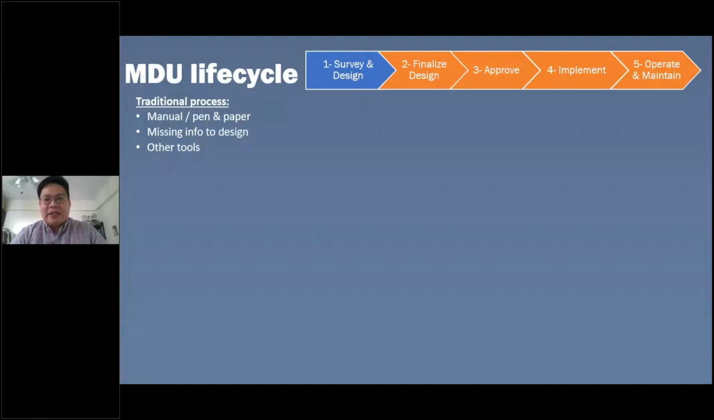And last but not least is actually operate and maintenance. So the entire process here, from our traditional process, might be very tedious, involving a lot of tools. The traditional process, firstly, as for survey and design, will be much more focused on manual work. You're using pen and pencil, maybe Excel, and when we are doing all the design, there might be missing info, or misinformation that does not tally between the design and the survey situation.